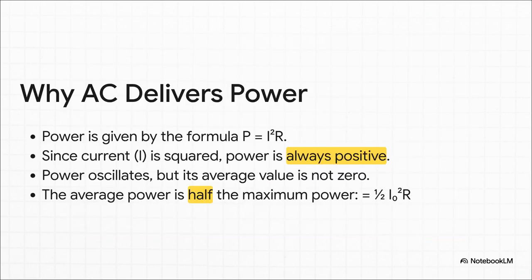The secret is hiding in the power formula, P equals I squared times R. The key here is that little squared symbol. When you square a number, it doesn't matter if it's positive or negative, the result is always positive. So even when the current is flowing backwards in the negative part of the cycle, the power being delivered is still positive. It means the heater is heating up on both the forward and the backward push of the electrons. So the power pulses, but it never goes negative, and the average is definitely not 0.